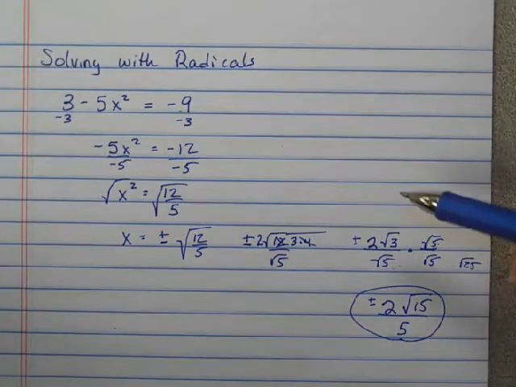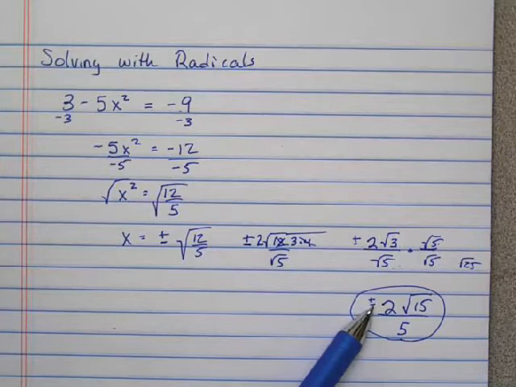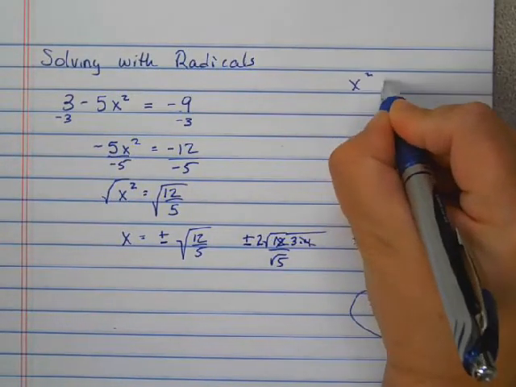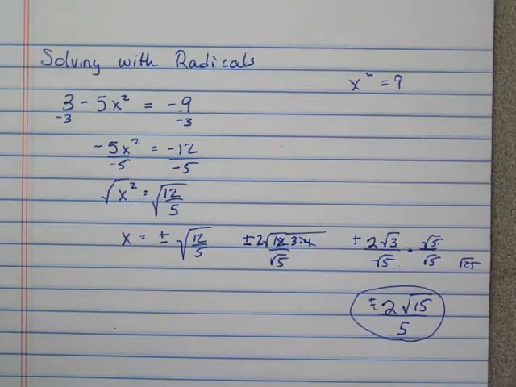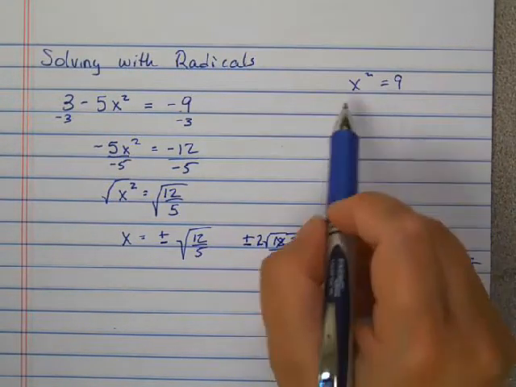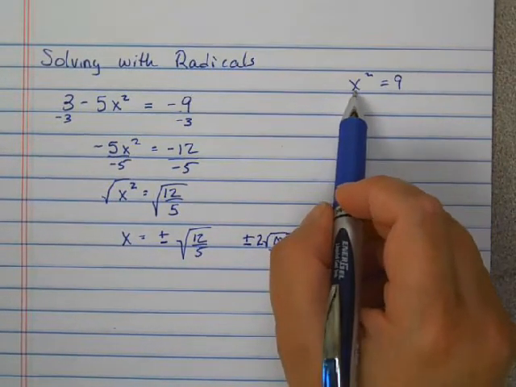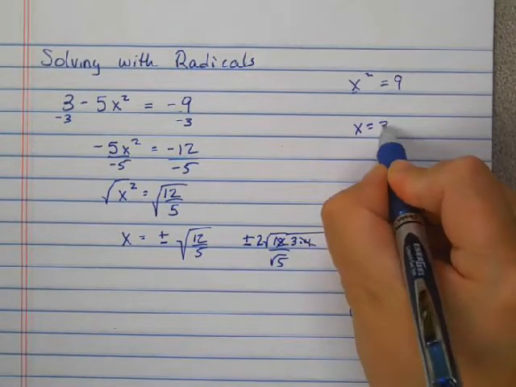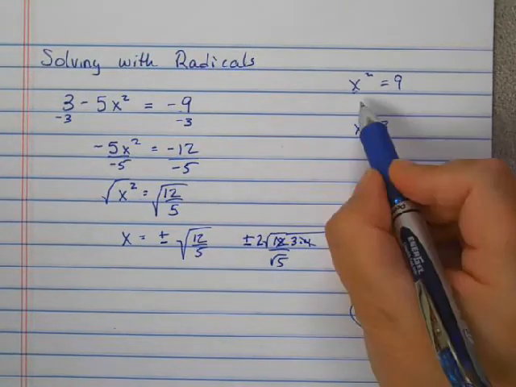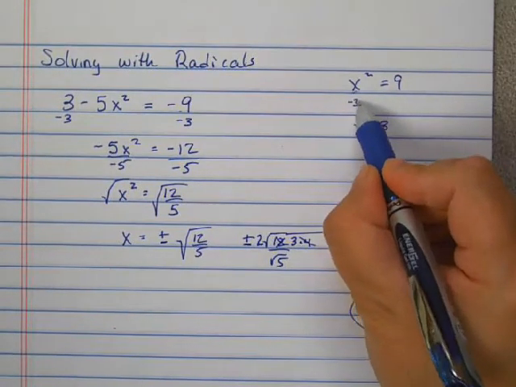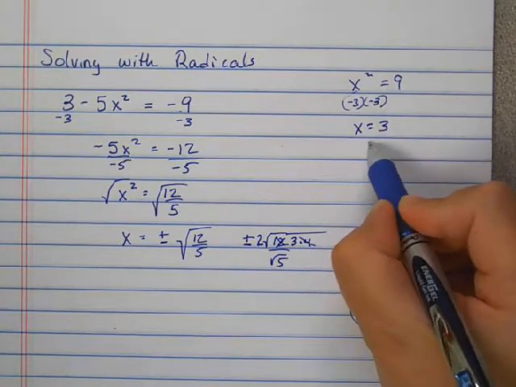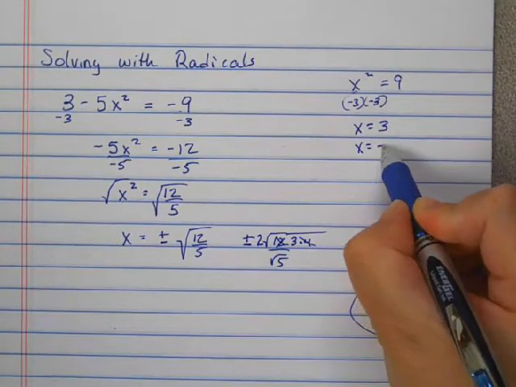Now, let me go back to why we need plus or minus. If I had a problem like x squared equals 9, I have to think about what number could I put in for x and square it and get 9. 3 is one of those answers. But also, if I put negative 3 times negative 3, I would get a positive 9. So x could be 3 or x could be negative 3.